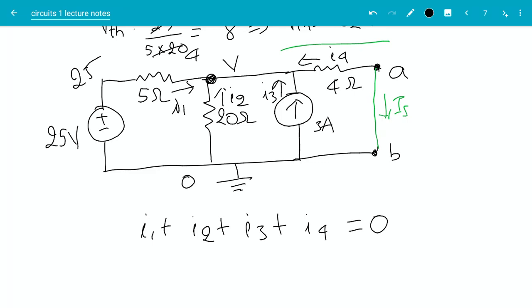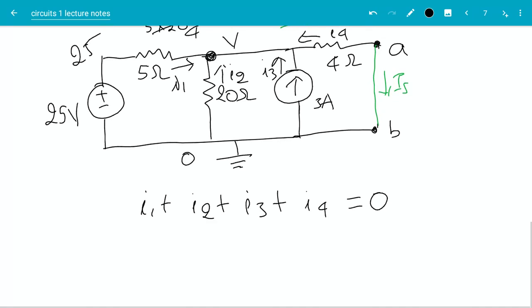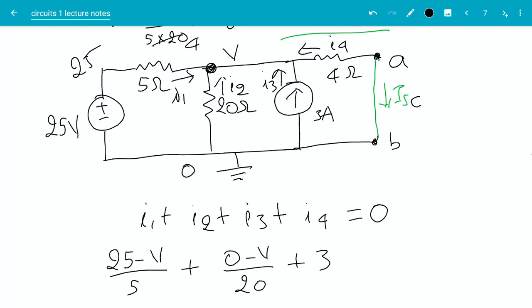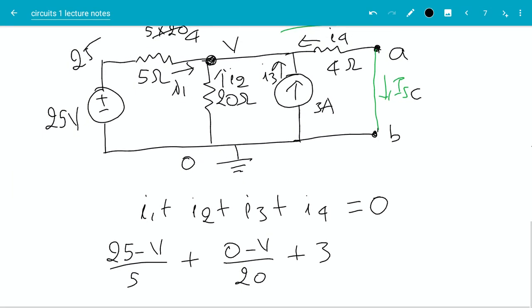I1 is the current through 5 ohms from left to right. So the voltage drop from left to right is (25 minus V) divided by 5, plus I2 bottom to top, (0 minus V) divided by 20, plus I3 is 3 amps, plus I4 is minus I_SC. So this should be I_SC. So I4 is minus I_SC, is equal to 0. Okay.